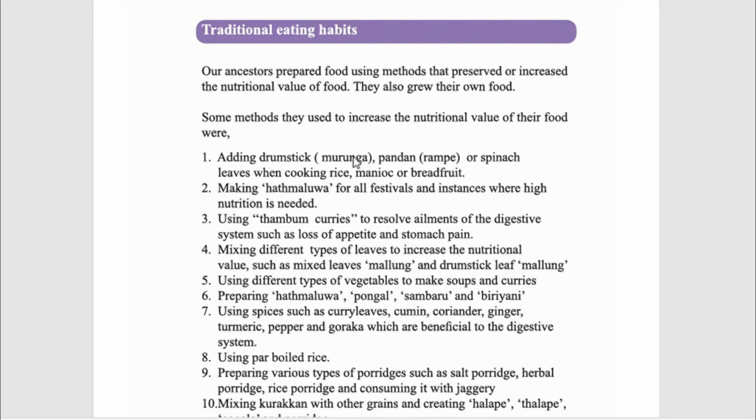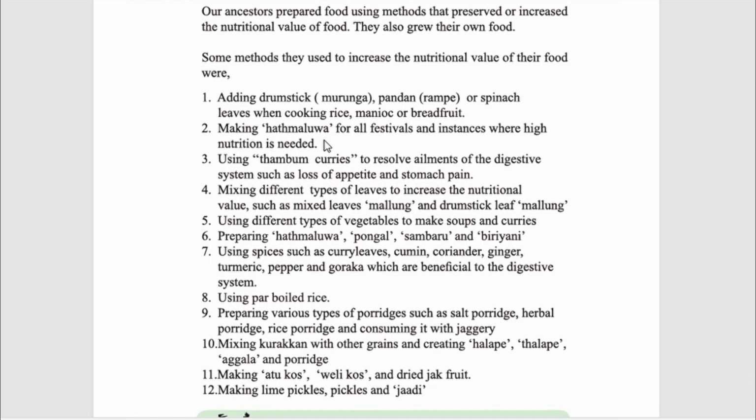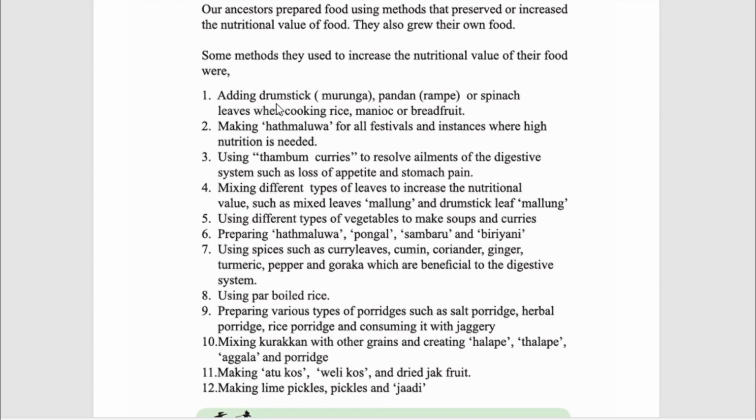Our ancestors prepared food using methods to preserve it and increase its nutritional value. Okay, here they also grew their own food. There are some traditional eating habits. You can see adding drumstick, murunga, pandan, rampe, spinach leaves when cooking rice, manioc or breadfruit. So it increased the nutritional value of their food. Making hatmalu, as I discussed already, especially in festivals, high nutrition is added.